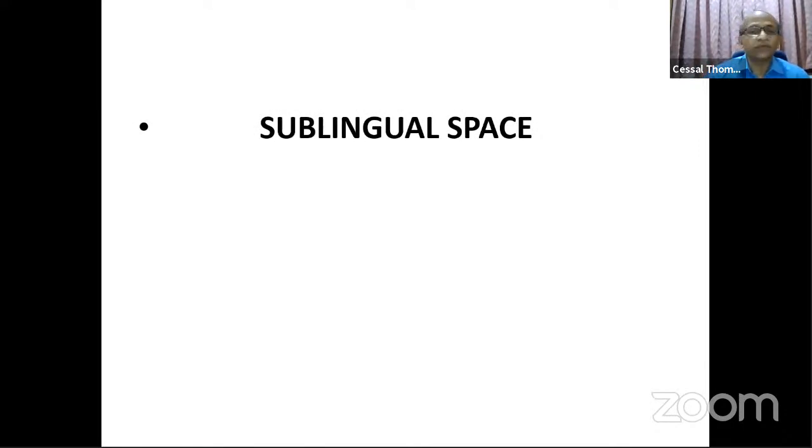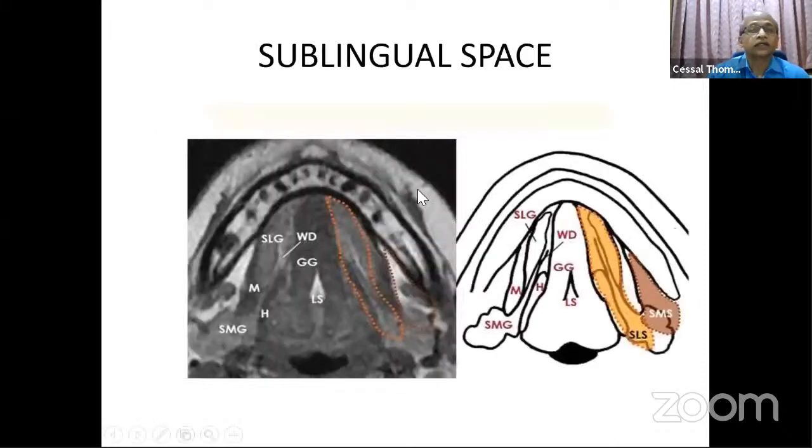And now coming to the sublingual space, the space inferior to the tongue. Various structures are seen, and some structures we have already seen, like the lingual septum. In the center, I am seeing the lingual septum, and on MRI it is seen hyperintense because fat is there, whereas in CT it will be dark because of the fat.